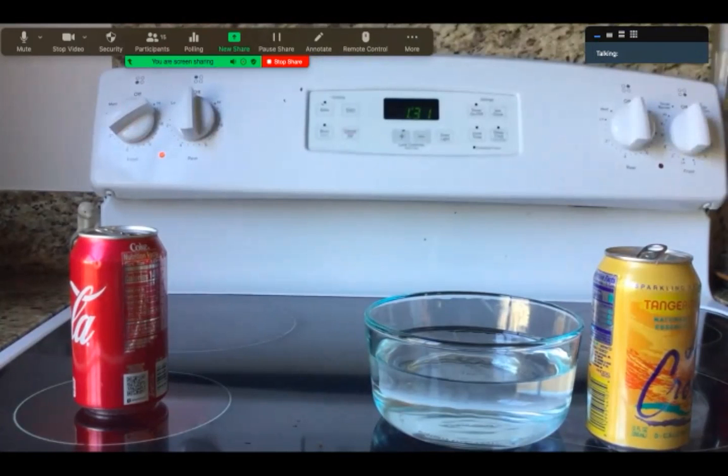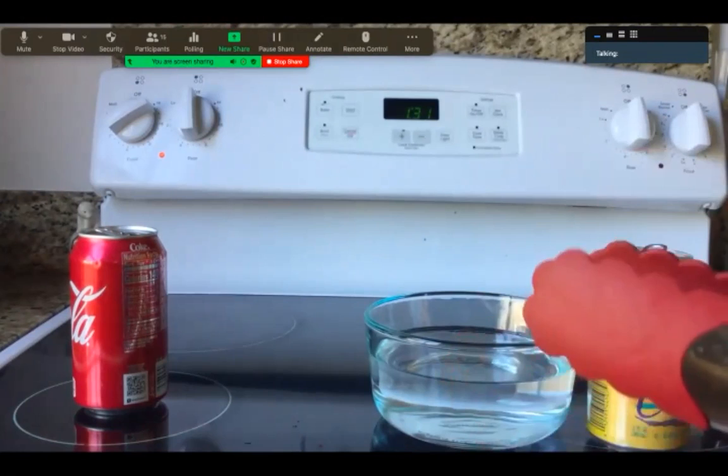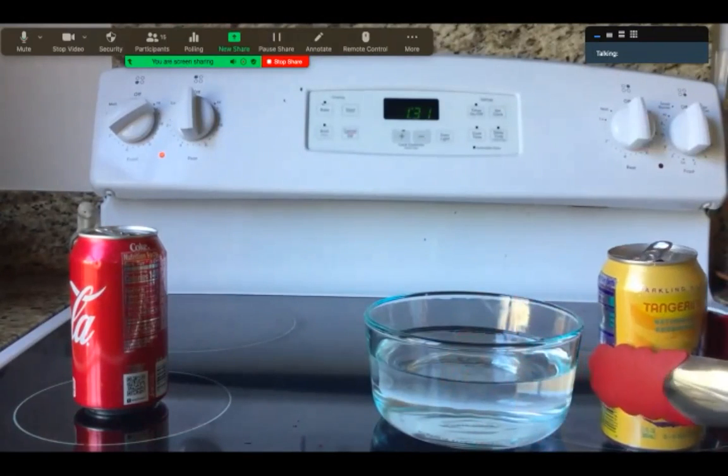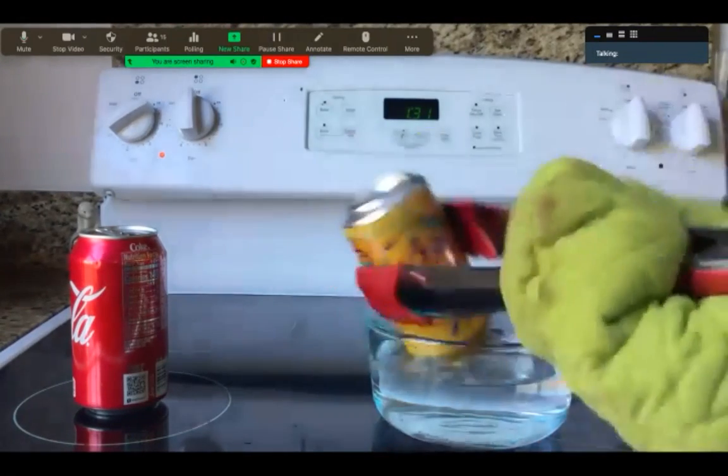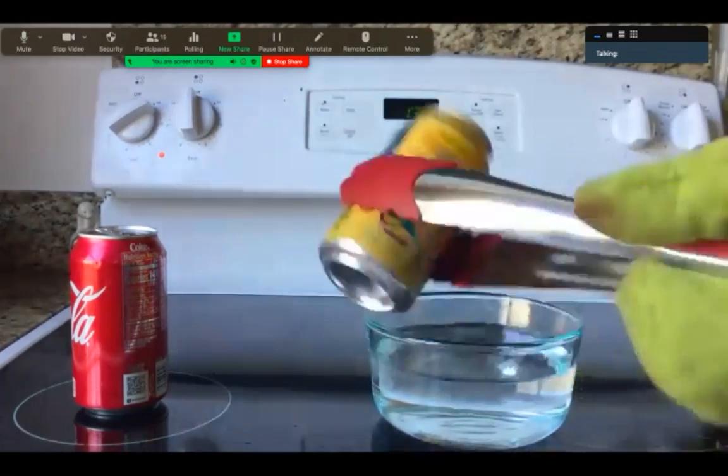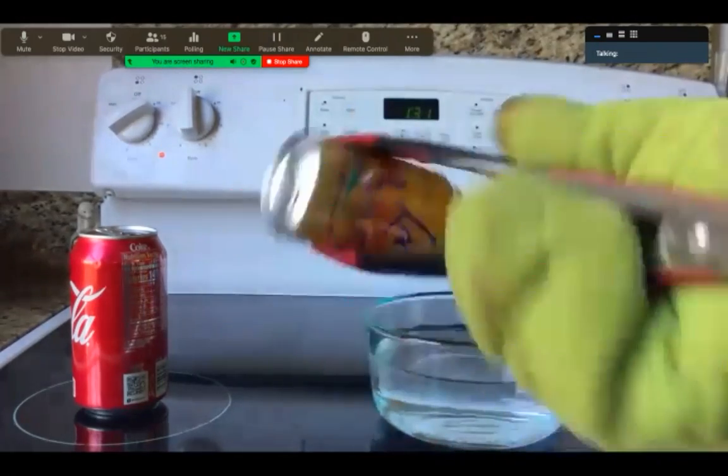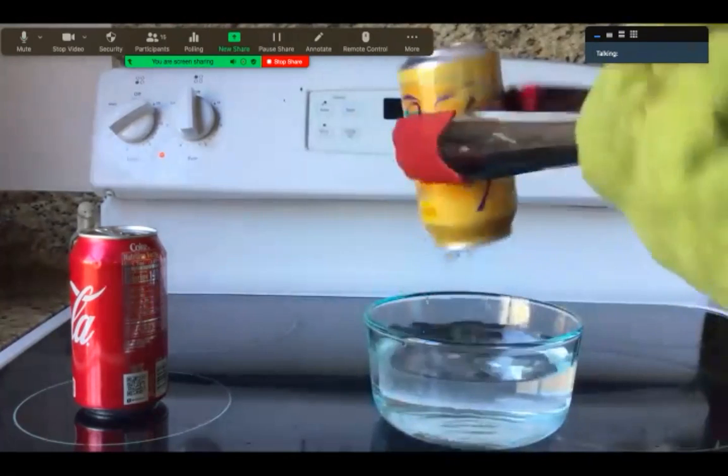So then what you're going to want to do is use tongs, again, because you're going to grab the edge of the can here, like so. And what you're going to do is invert it upside down into the water. So you want the opening on the top to go into the water. Okay, so that's what I'm going to do.